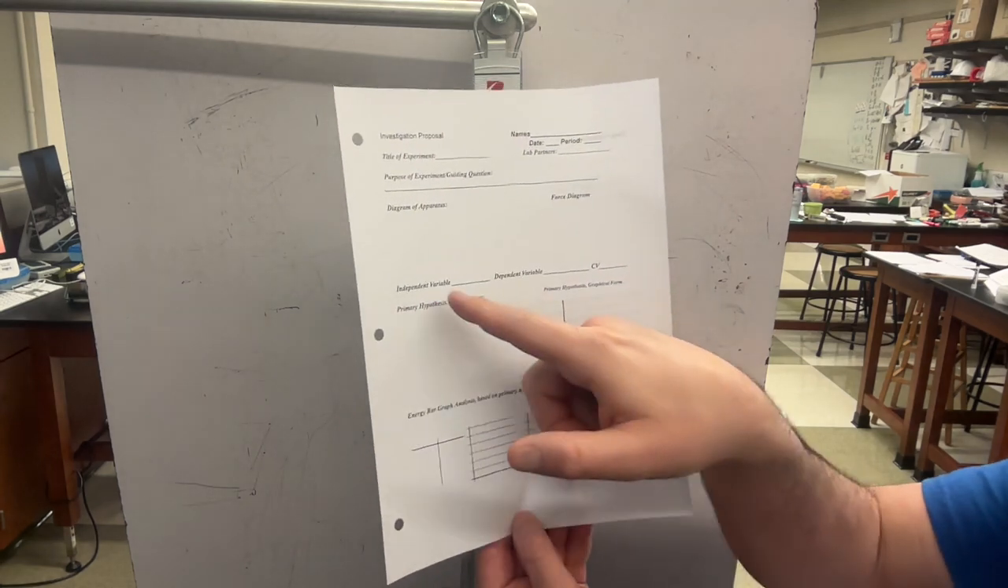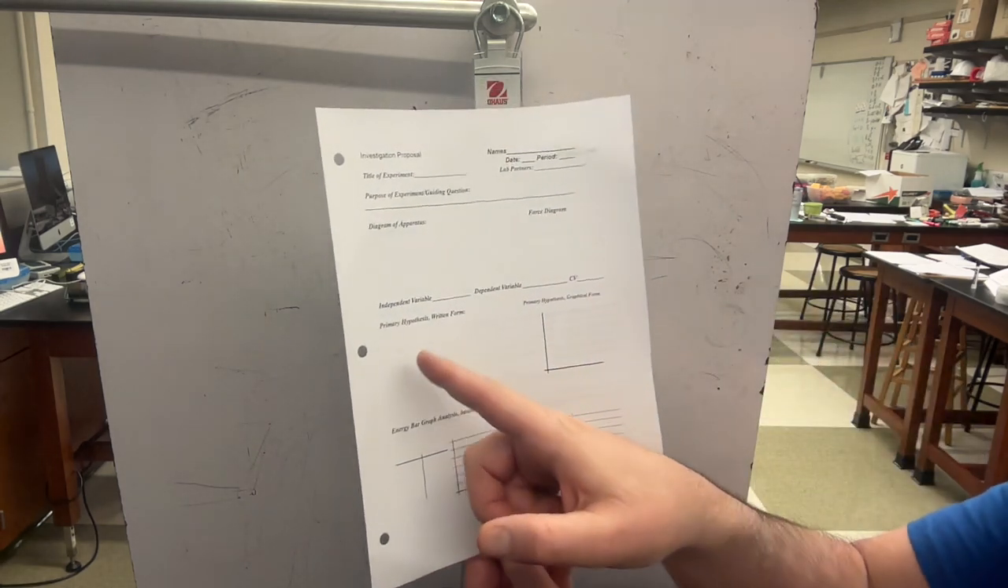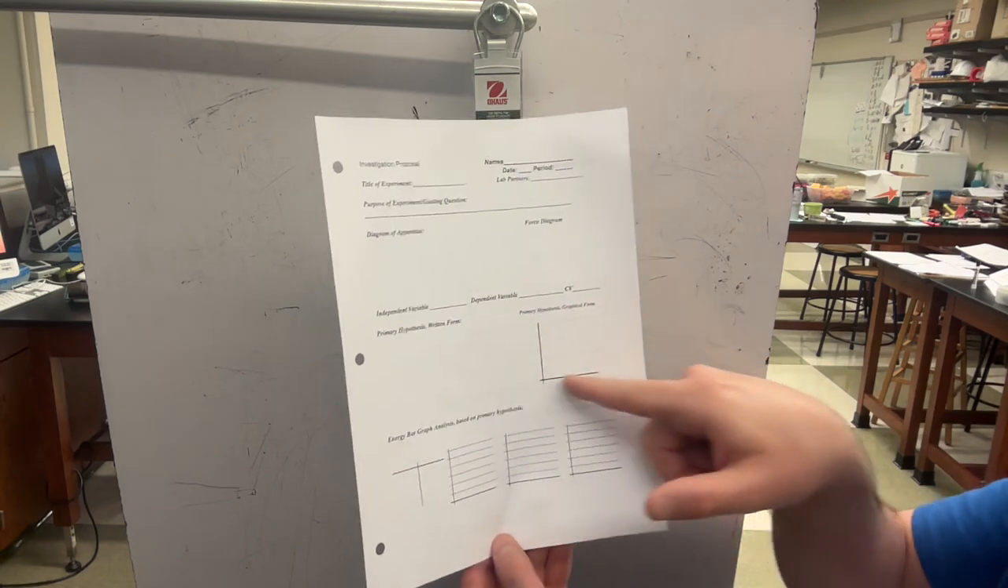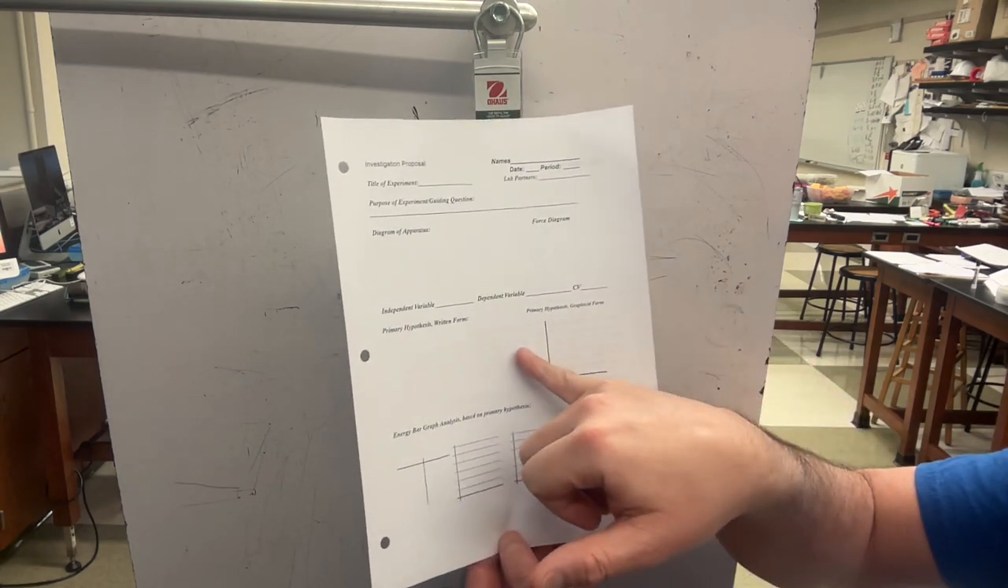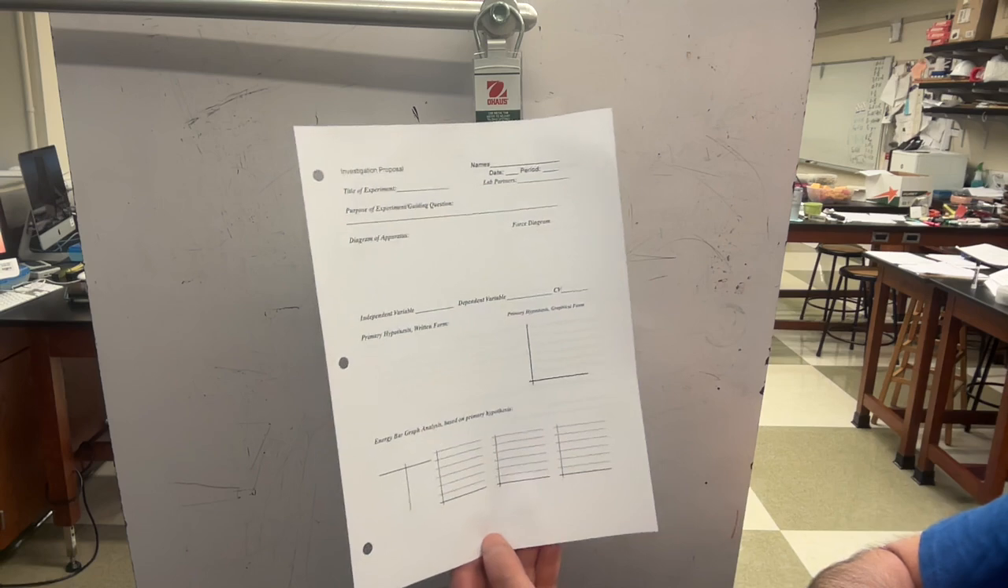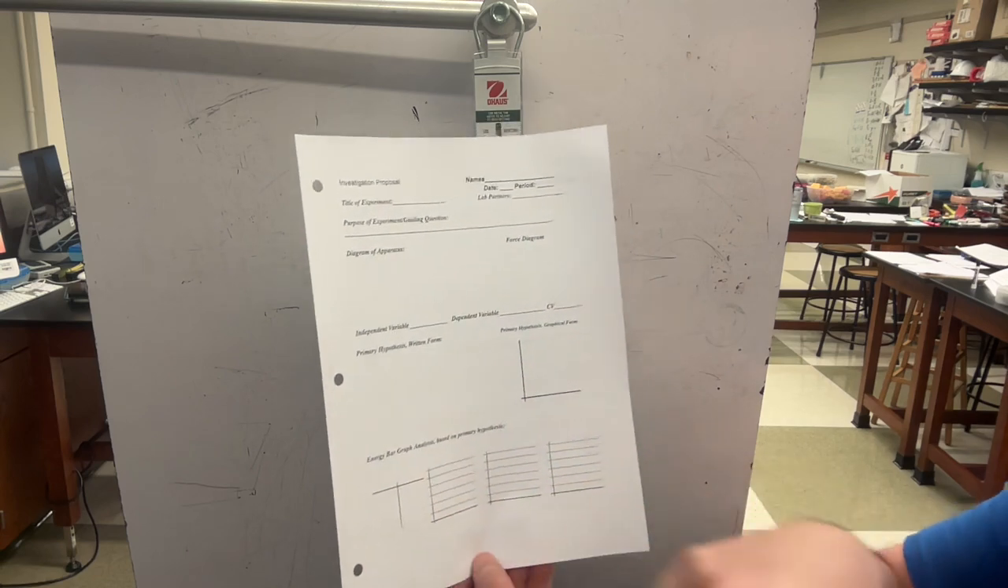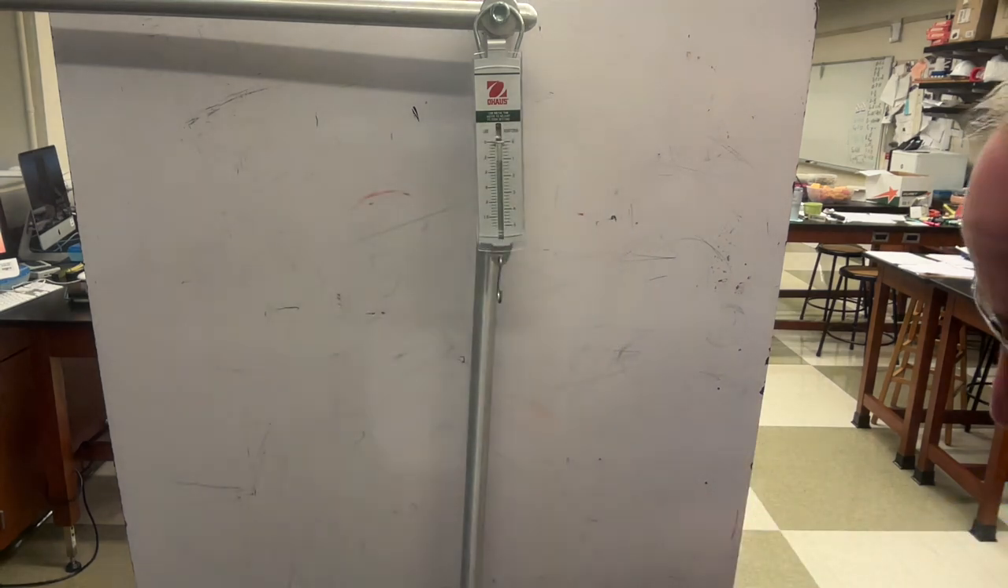If you have not done so already, pause the video at this time and write a written hypothesis, a graphical hypothesis with weight on the y-axis and mass on the x-axis, and fill out your energy bar graphs before continuing.